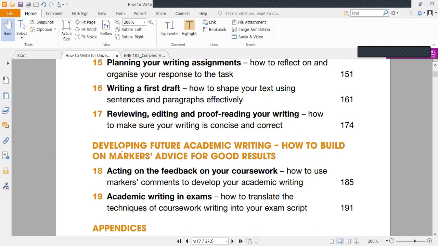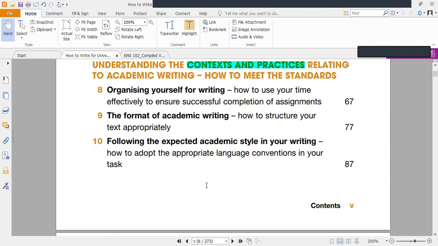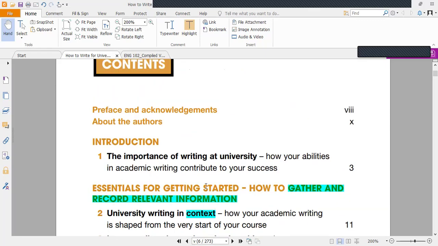This section, developing future academic writing, how to build on markers, advice for good results. This is not in your course, but this section, particularly academic writing in exam, is important. And if we find time, I would like to talk about this section because it talks about how to write your exam answers more effectively. So this is the course for academic writing.